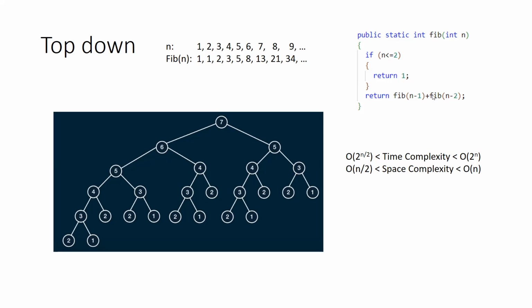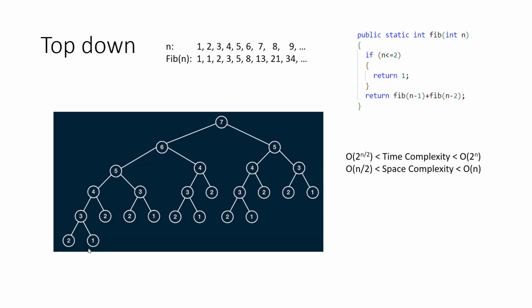So this is the naive way of doing this recursion. Take the nth number and call this function recursively for the n minus 1 and n minus 2 numbers, because for the nth number, the answer is the summation of the previous two numbers.